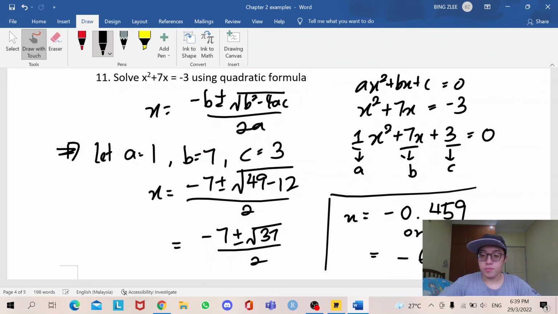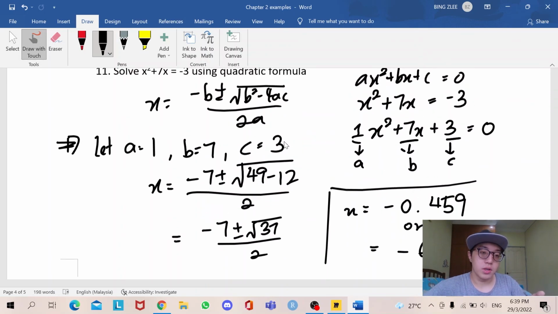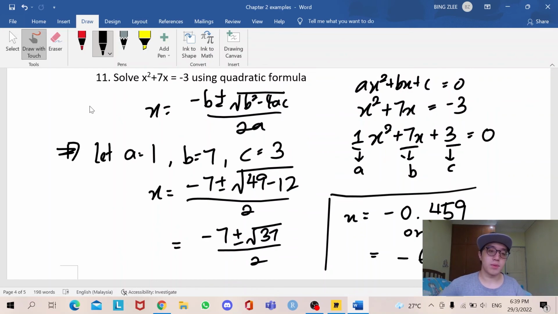So for questions asking you to use the quadratic formula, they are expecting you to show this part. You know the formula, and then you let a, b, c, you substitute in, and then you get the final part here. And if they want you to show it in decimal places, then you will further continue right here, and then maybe make it to 2 decimal places or 3 significant figures as asked in the question.